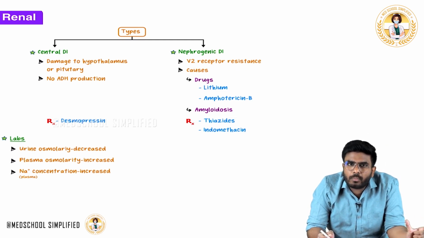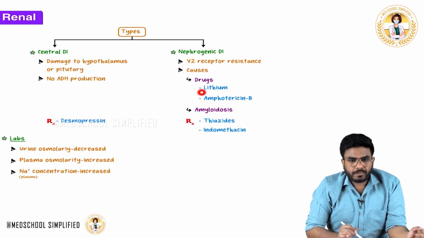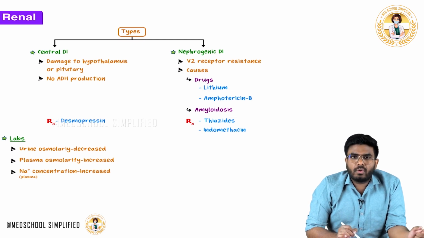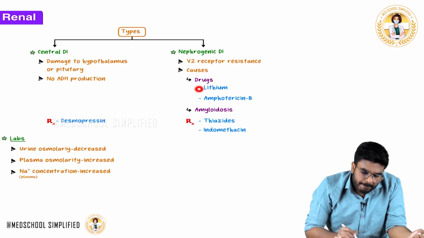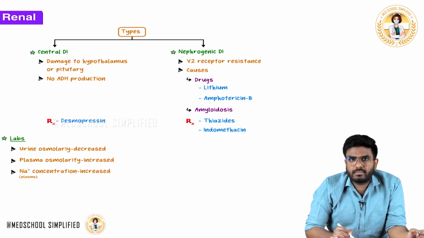So what are these nephronal problems? Like lithium, use of drugs like lithium. Lithium is a mood stabilizer, especially used in bipolar disorder, schizophrenia. Now this lithium, what will it do? Lithium is a nephrotoxic drug. It will cause V2 receptor resistance.